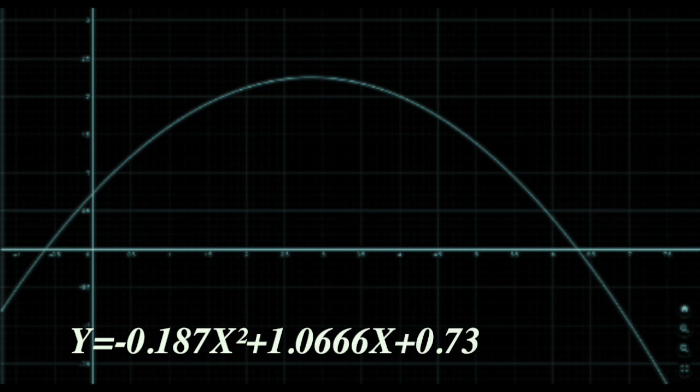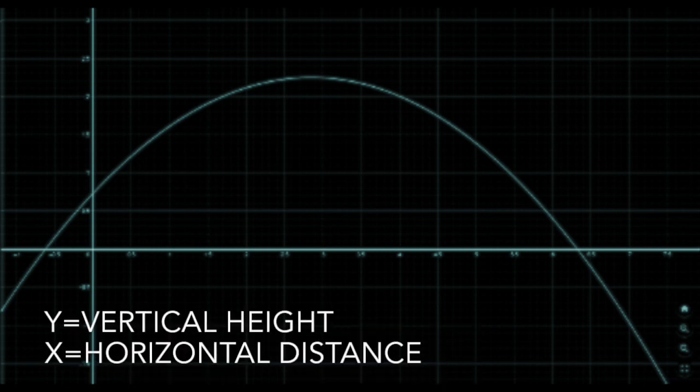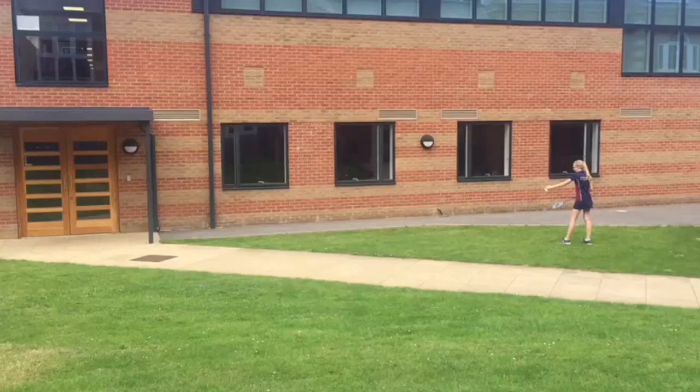This information helps us to create a model, a quadratic curve with equation y equals minus 0.187x squared plus 1.0666x plus 0.73. The y-axis represents vertical height and the x-axis represents the horizontal distance.